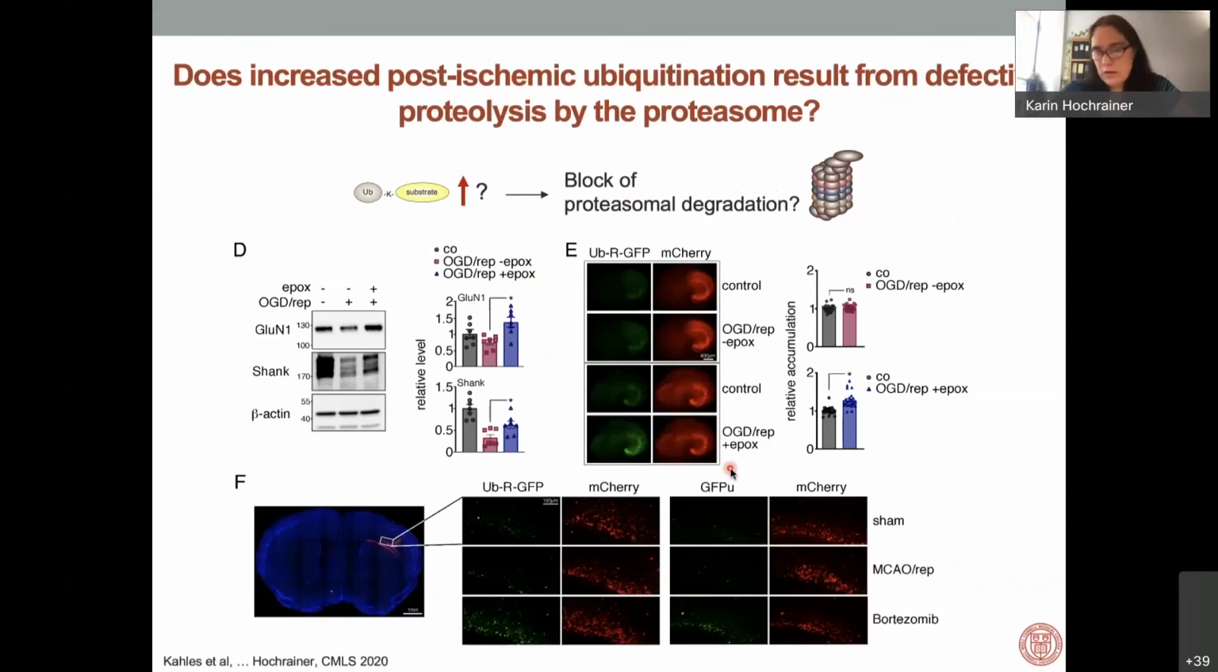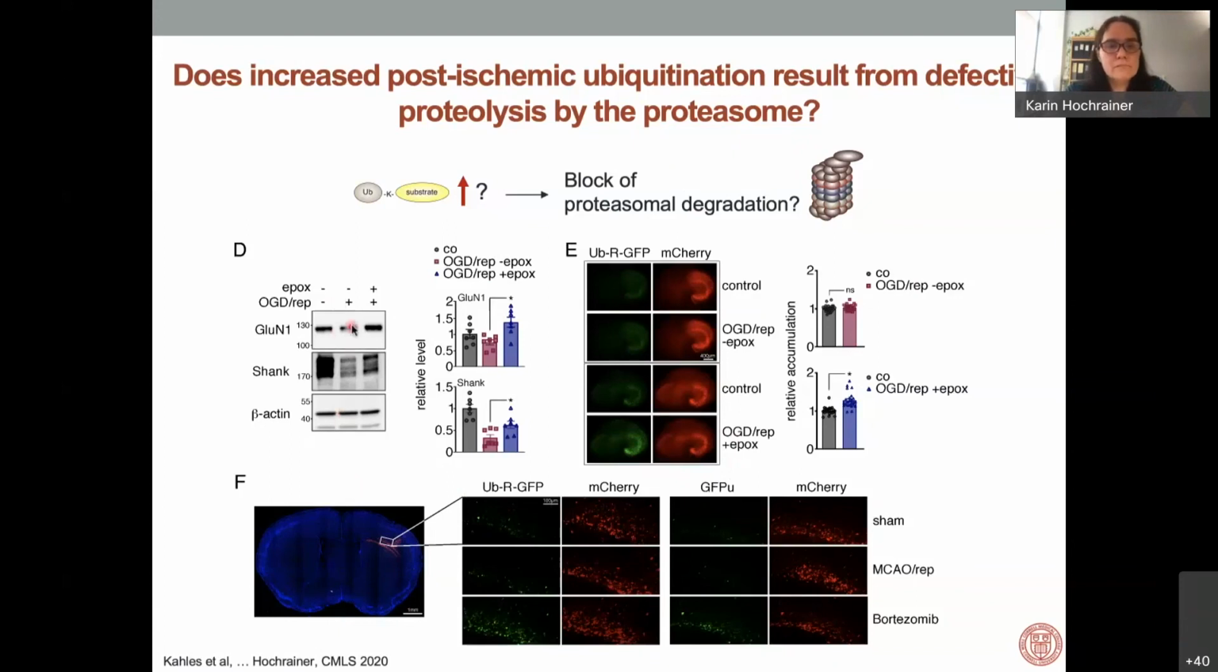So now we know that we have an increase in ubiquitination, but how does this happen? The first thing we decided to look at is whether the proteolysis by the proteasome is affected. The reason we chose to look at that first is that it has been shown in some papers that proteasomal activity is slightly reduced after ischemia, including by us, and also that blockage of proteasomal degradation plays a big role in neurodegeneration and neurodegenerative diseases. So we were interested in looking at that first.